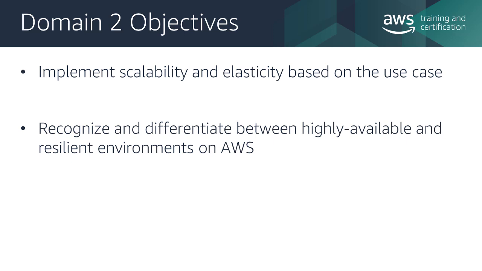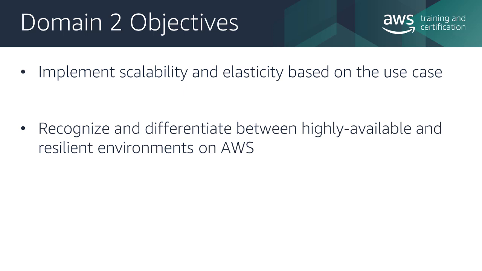Domain number 2, high availability. The idea here is to make sure that you, the systems operator, understand how to actually implement scalability and elasticity based on a variety of specific use cases. Also to understand the difference between a highly available environment and a resilient environment on AWS, and to understand the value propositions that drive different specific behaviors.